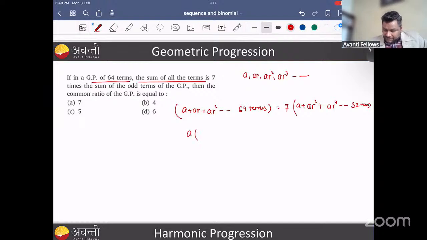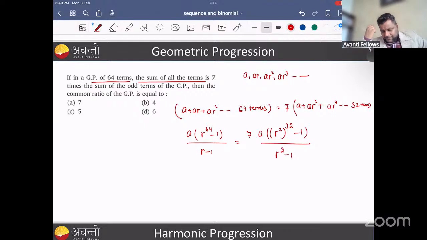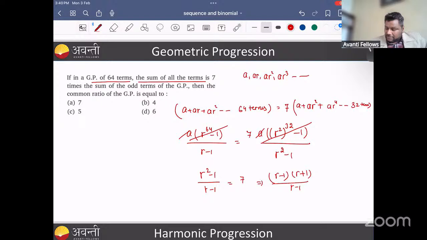So this is A (R to the power 64 minus 1) upon (R minus 1) is 7 times A. Now common ratio is R square having 32 terms, (R square to the power 32 minus 1) upon (R square minus 1). Understood? Now see, this A cancels, R to the power 64 minus 1 cancels. So you got (R square minus 1) upon (R minus 1) as 7. That means (R minus 1)(R plus 1) upon (R minus 1) as 7. This is also cancelled. So R plus 1 is 7. That means R equals 6. Understood? Very simple, easy question.